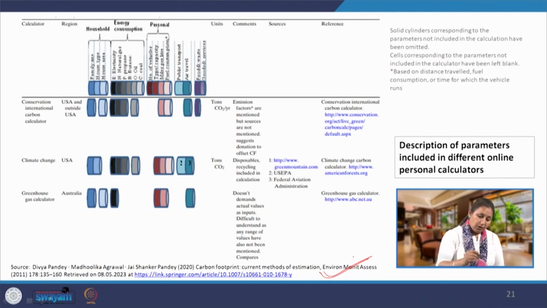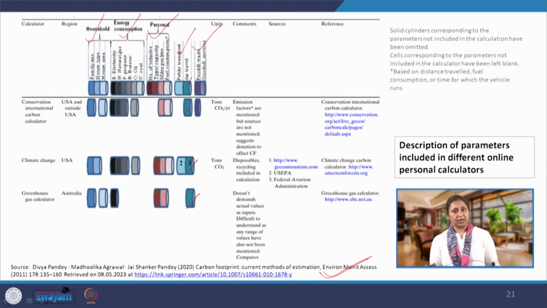calculators are often the household energy consumption, which is definitely a fair thing to do, because energy is the major contributor to greenhouse gas emissions, which we have seen. Then personal accounting of carbon footprinting. Then we are also talking about transport, of which air travel has been significantly considered in most of the calculators. So, in most of the calculators they are considering air travel, and then the food that we consume.